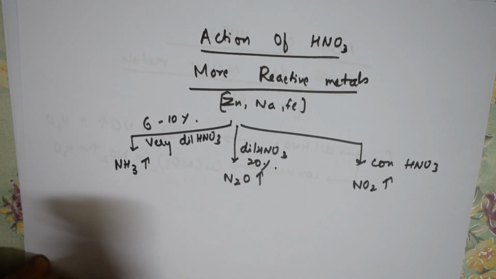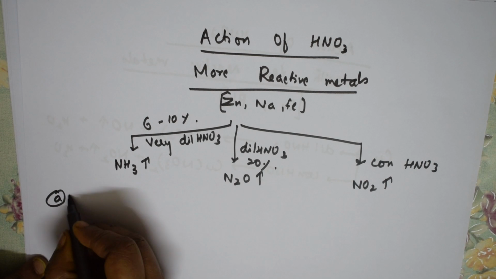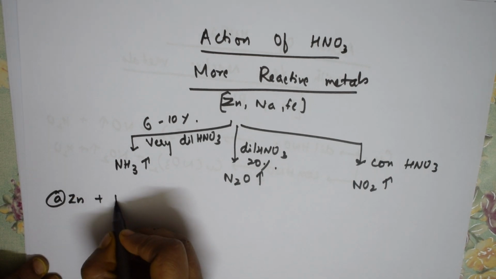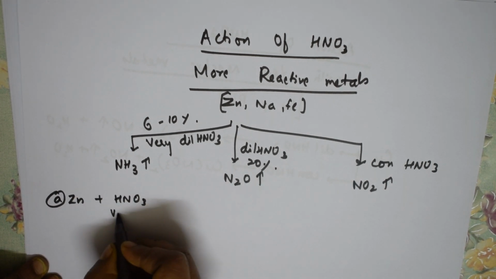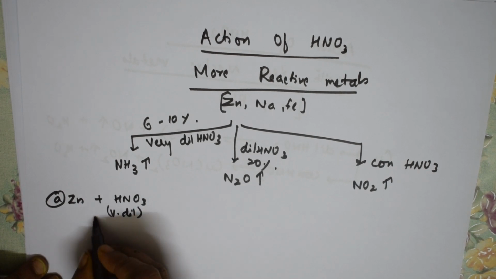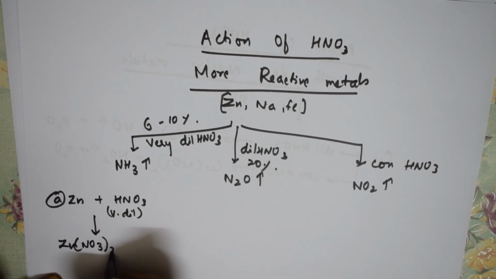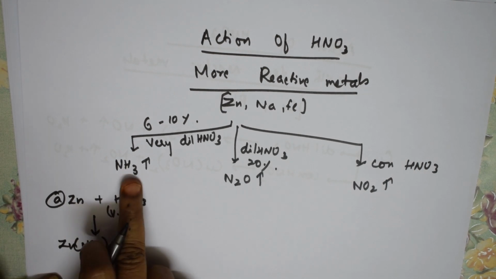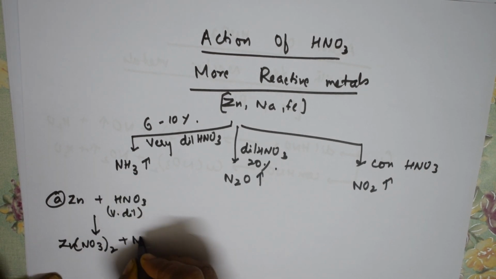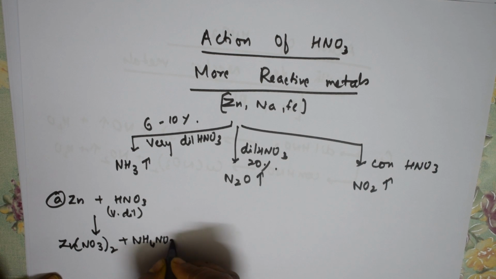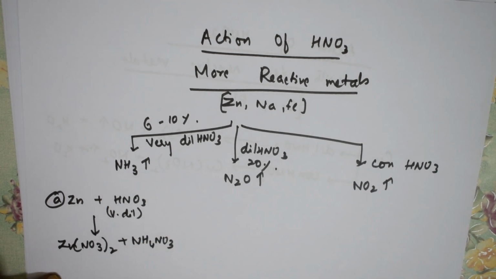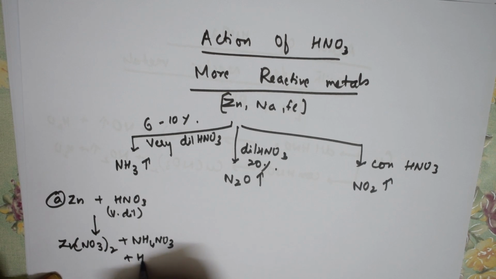So I'm going to take very dilute. I'm taking this first condition, zinc plus HNO3, that is very dilute. What product will I get? I'm compulsorily going to get zinc nitrate. Along with that, ammonia is said. Yes, here ammonia comes out in the form of ammonium nitrate, which further dissociates into nitrous oxide and water. That's fine. Along with this, water.